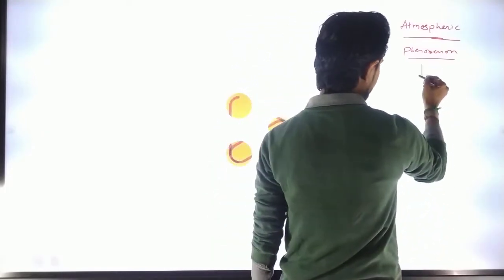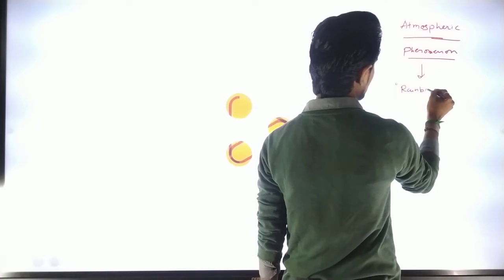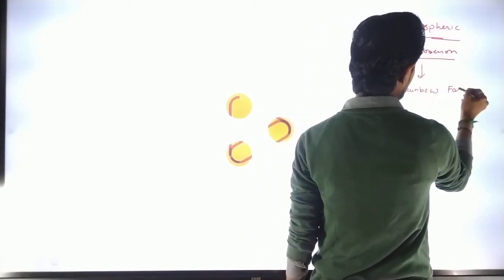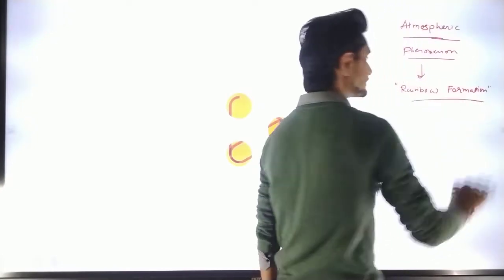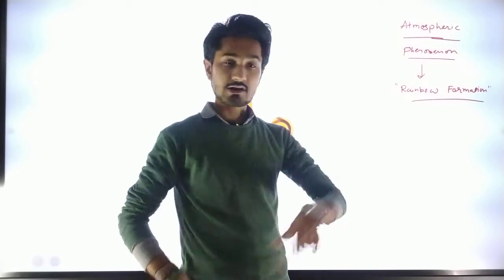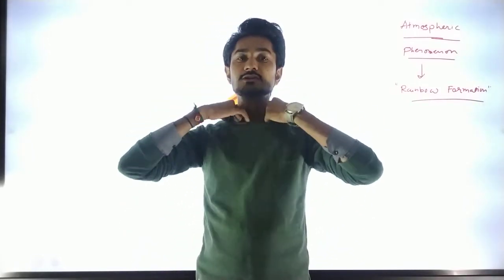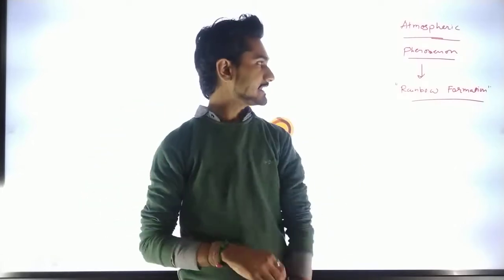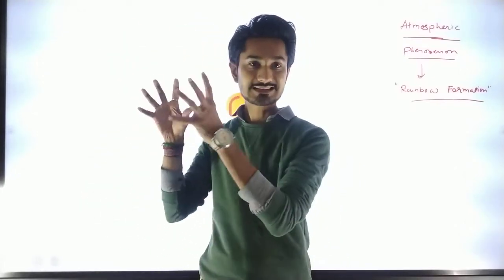And that atmospheric phenomenon is called rainbow formation. We are going to discuss that rainbow formation in standard 10. But you have to remember this dispersion of white light through a prism, because the rainbow formation is also the same phenomenon that happens in the water droplets present in nature.